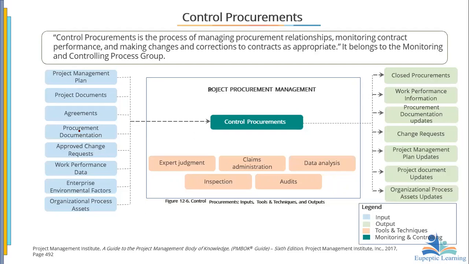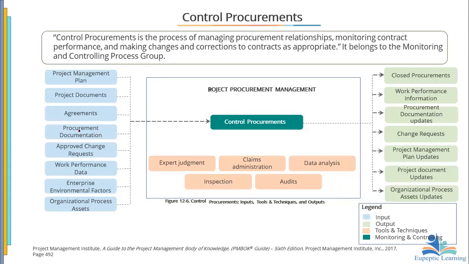So while we are controlling the project procurement, what are the tools and the techniques here? Data analysis and audit. You're going to audit the invoices, audit a lot of things. You have to inspect the work that has been done. Okay, claims administration. When the invoices are given, they need to make claims. Okay, so how are we going to do that?